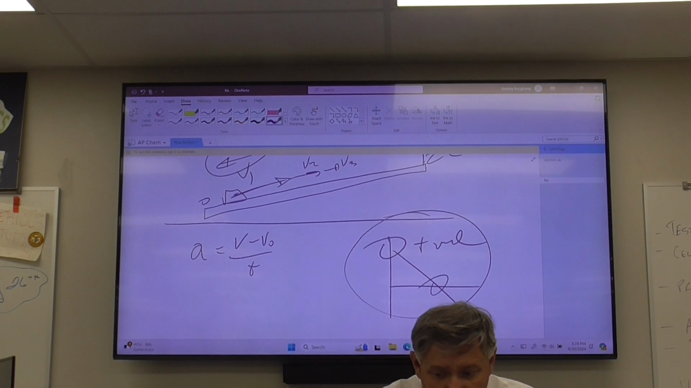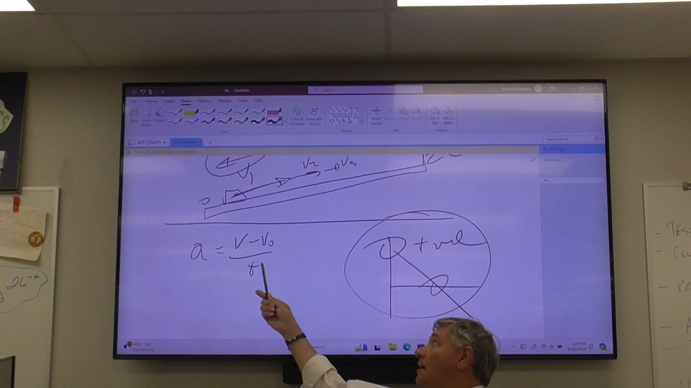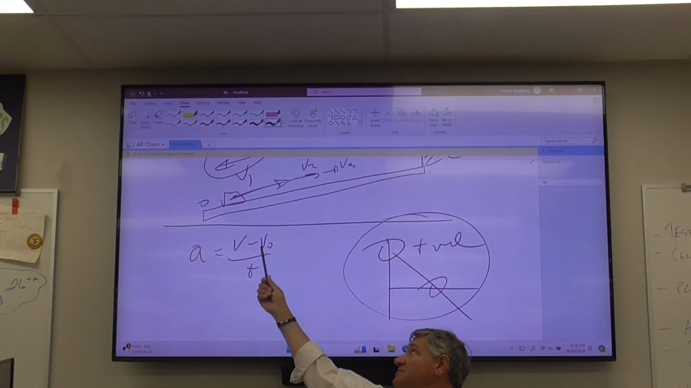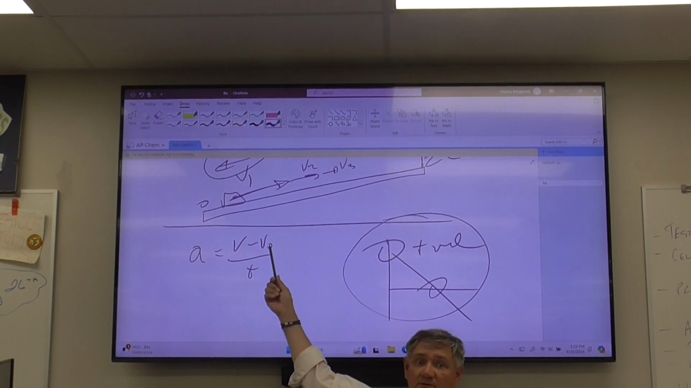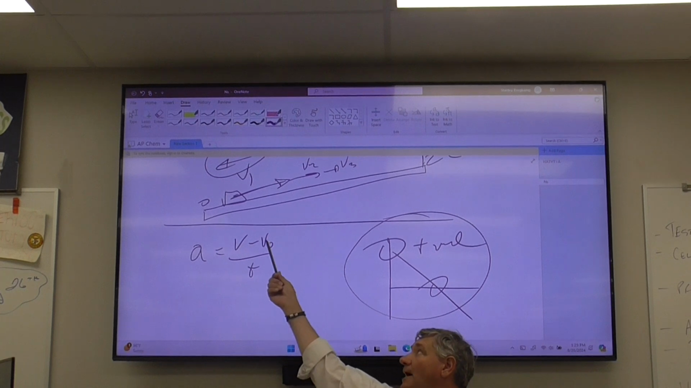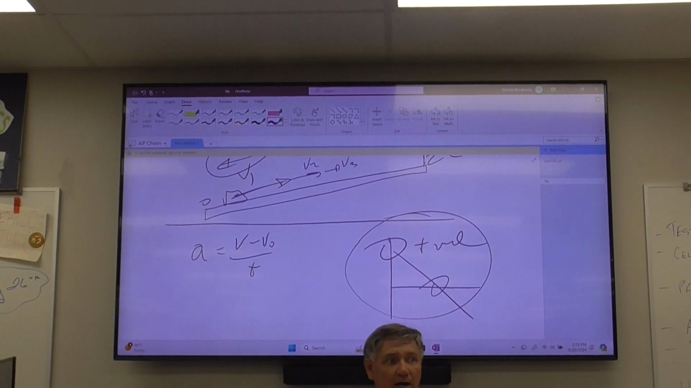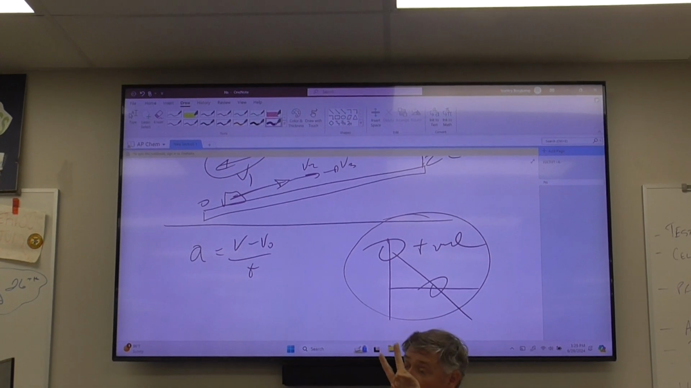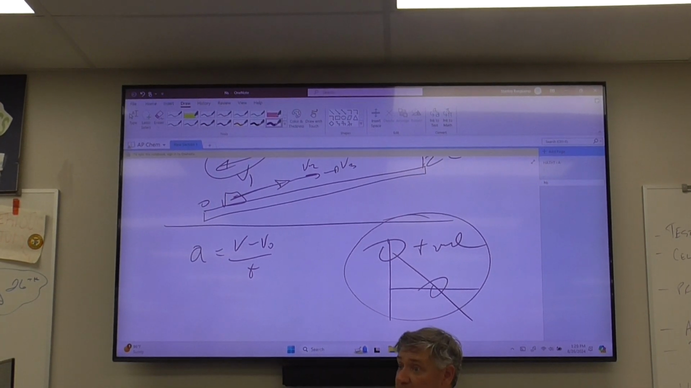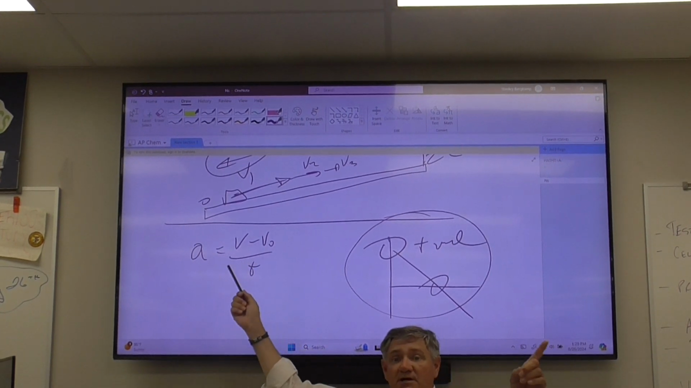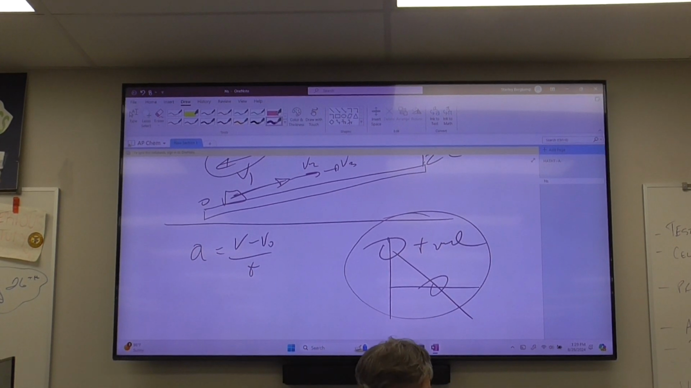Mathematically, if you look at this equation, my final velocity is going to be 0. My initial velocity was some positive number, and time, a scalar quantity, can't be negative. So I'd have 0 minus a positive number, and I would get a negative acceleration that way. So here are the two different ways I want you to view this so far. I get a negative acceleration on the way up because I'm slowing down with positive velocity.